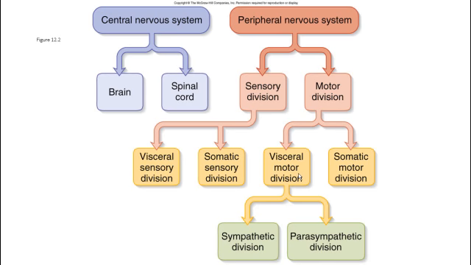Just another way to look at it, a little bit more of a table format. Central nervous system again in blue, brain and spinal cord. So in the peripheral nervous system we have the peripheral nerves, and that includes 12 cranial nerves. It includes the 31 pairs of spinal nerves, all the nerves that actually have names, as well as the autonomic nervous system. And you can see here the autonomic nervous system is divided into sympathetic and parasympathetic divisions. And we'll be looking at each of these in a little bit more detail.